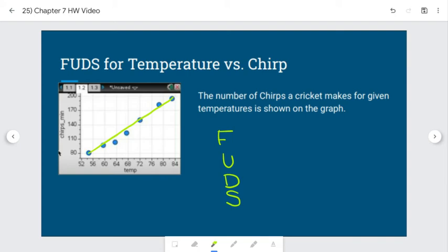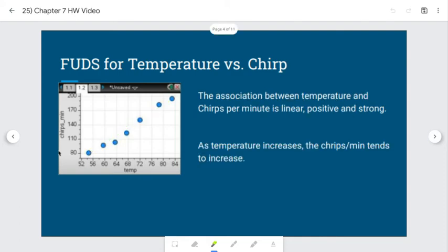Now, when I put it all together, of course, we want to always bring back context, because if we don't talk about context, they automatically dock us on that AP exam. On this next slide, you can see the association between temperature and chirps per minute is linear, positive, and strong. I don't have to mention anything about unusual points since we really don't have any. If I draw in a line roughly here that hits most of my points, all my points are pretty much where we expect them to be. There are a few that aren't perfect, but it's okay.